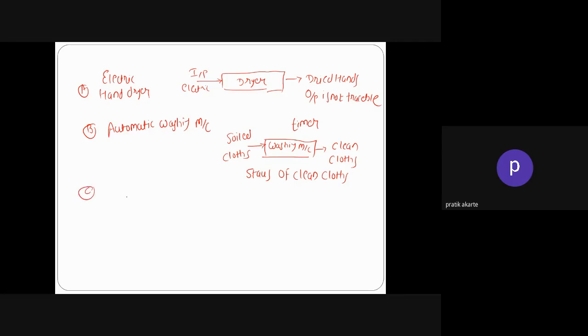Next example, bread toaster. This is a toaster. What is the input to the bread toaster? It is heat along with the bread. It is heated inside the toaster, and the output is toast, or toasted bread, that is expected.